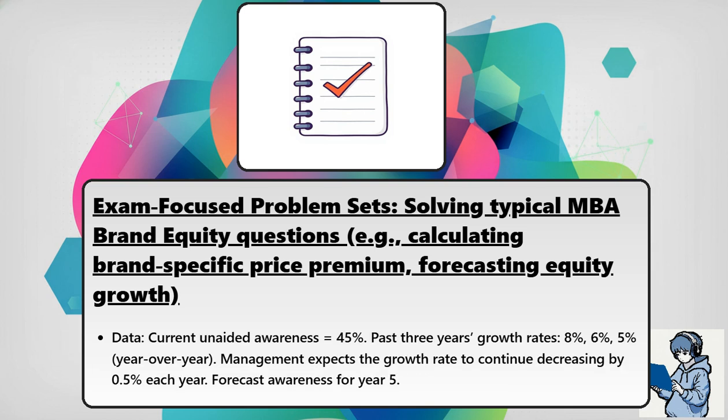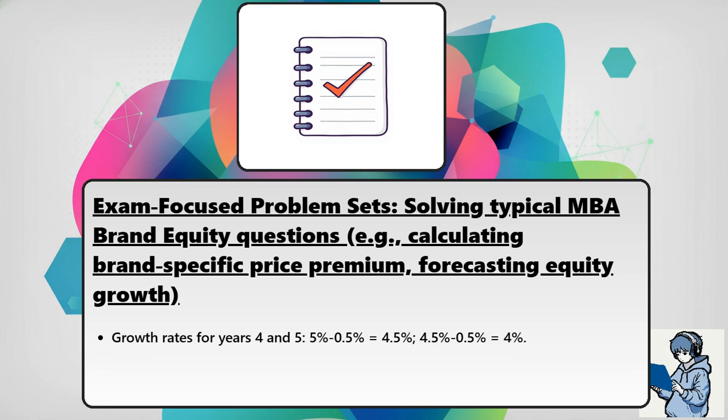Data: current unaided awareness equals 45%. Past 3 years growth rates 8%, 6%, 5% year over year. Management expects the growth rate to continue decreasing by 0.5% each year. Forecast awareness for year 5. Growth rates for year 4 and year 5. 5% minus 0.5% equals 4.5%. 4.5% minus 0.5% equals 4%.